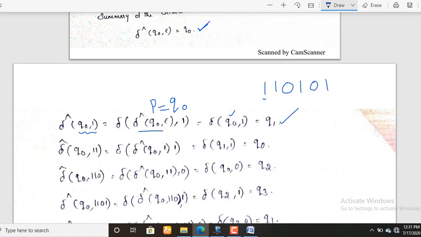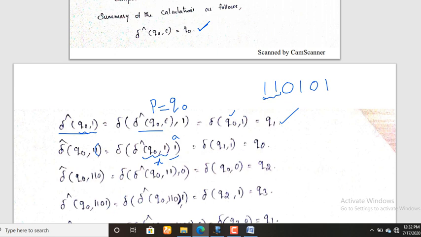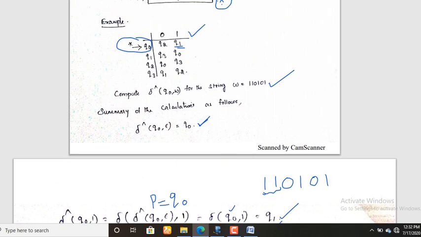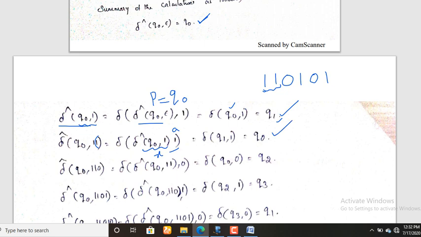Next, delta cap of q naught comma 11, the next two symbols. How can you divide the string? The last symbol is the a part, and the remaining part is the x part. So delta cap of q naught comma 1, comma 1. What's the answer of delta cap of q naught comma 1? The answer is q1. So delta of q1 comma 1. What is the value of q1 on receiving 1? q1 moves to q naught. Okay, this part is also over.